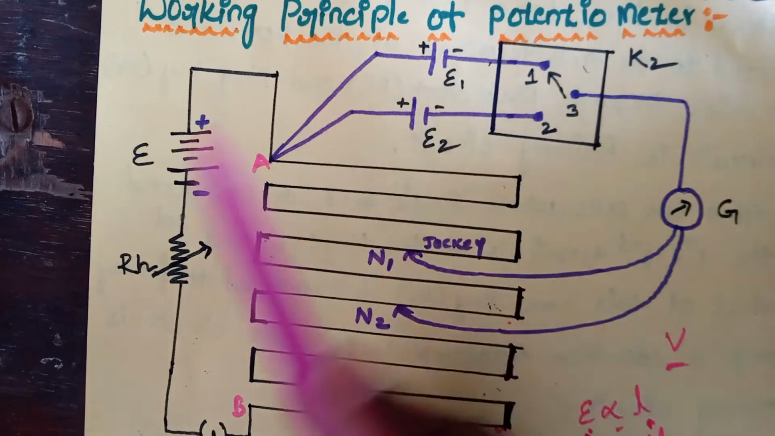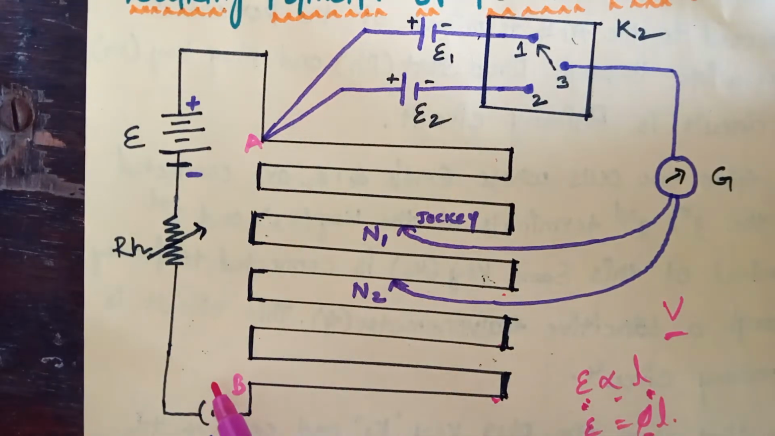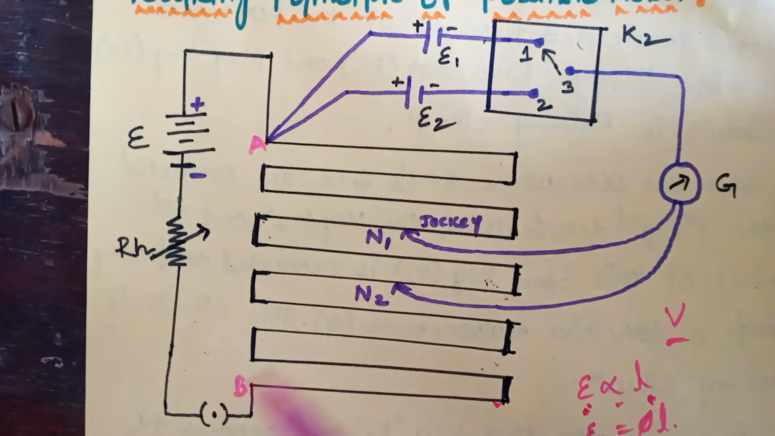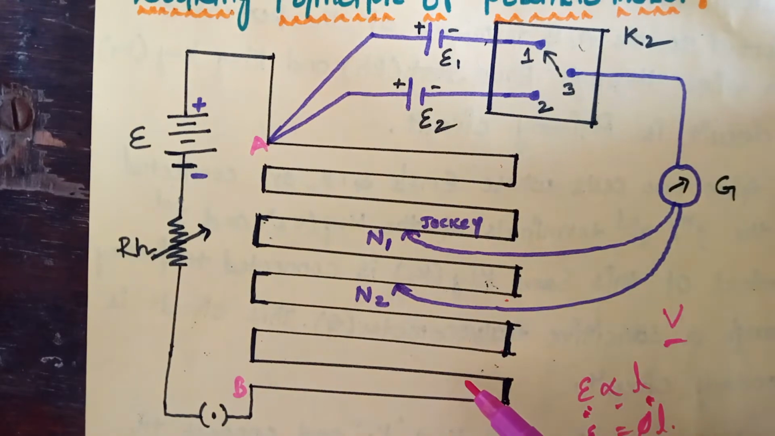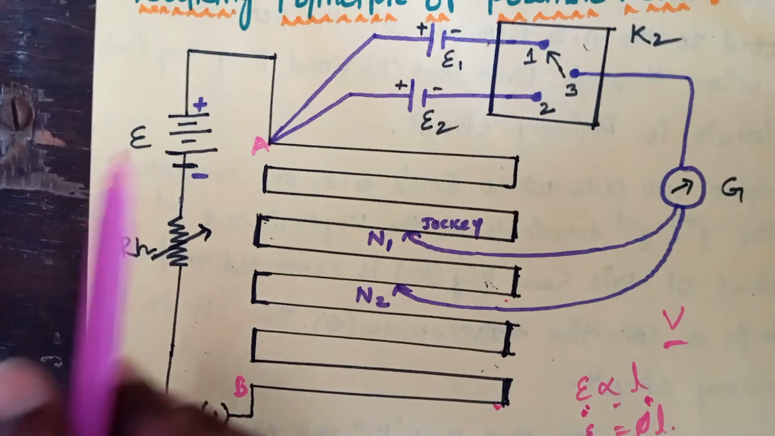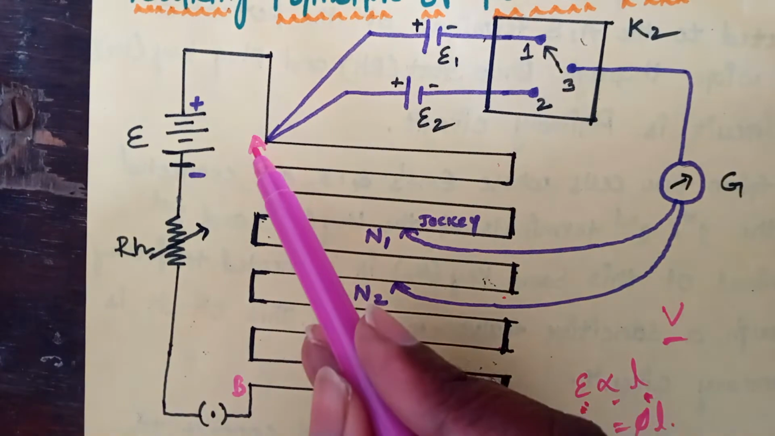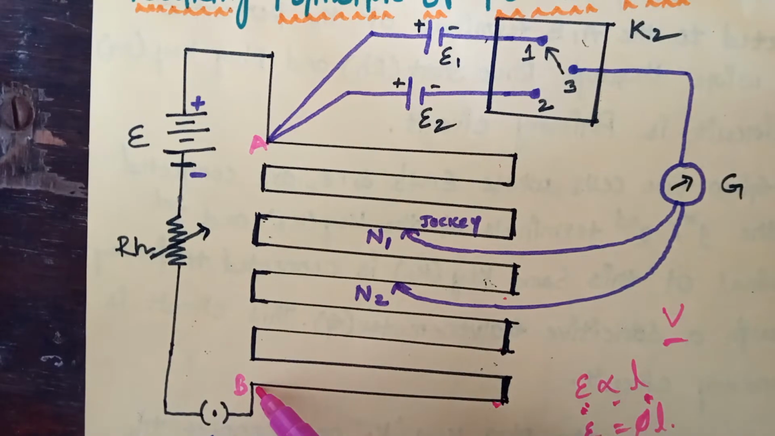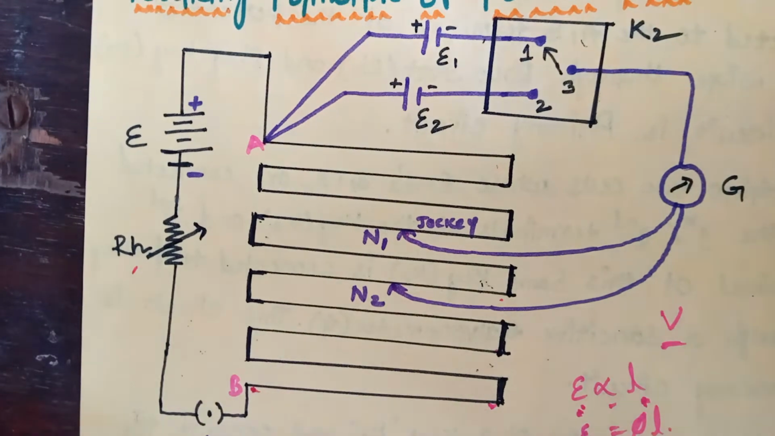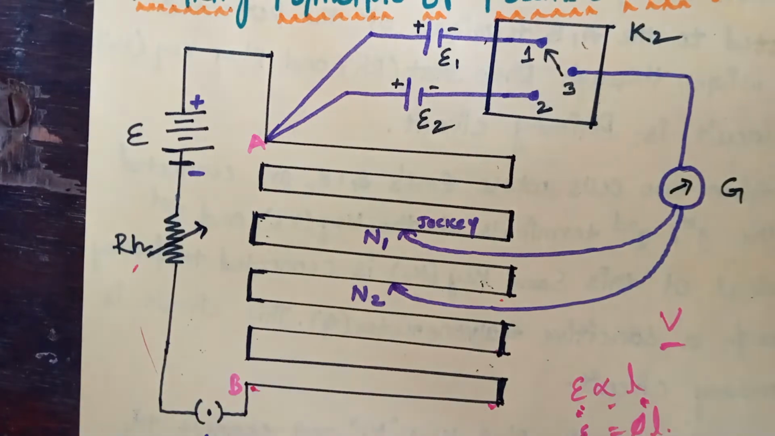Working. Potentiometer consists of 2 circuits beta. This is the first circuit. First circuit is called the primary circuit. Second circuit is called the secondary circuit. In primary circuit, how are they connected? As shown in figure, let a battery of EMF epsilon be connected to the A, B terminals of the potentiometer wire through rheostat and plug key K1. Now this circuit is called the primary circuit.